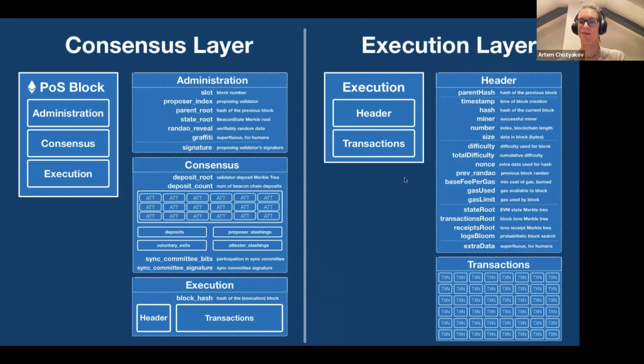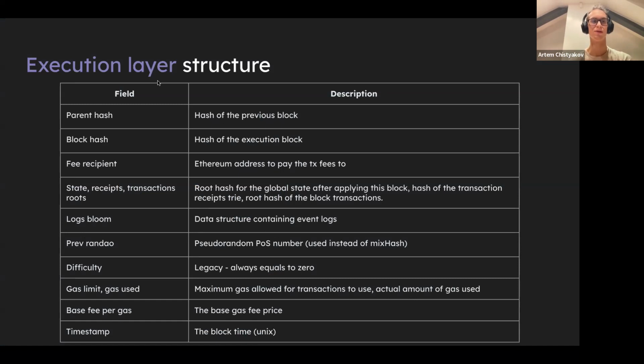Okay, so what do we have here on the right? The block actually consists of 2 parts: the block header and the transactions that this block has. There are a lot of parameters that the block has, and let's talk about them in depth. The execution layer structure. What do we have here? We have a parent hash.